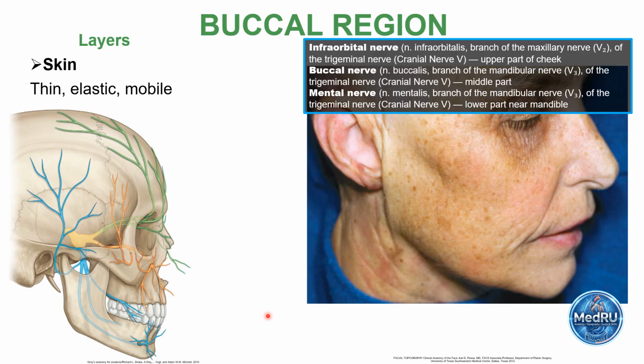The upper part of the cheek is supplied by the infraorbital nerve, a branch of the maxillary nerve, which is the second division of the trigeminal nerve. The middle part of the cheek receives sensation from the buccal nerve, a branch of the mandibular nerve, which is the third division of the trigeminal nerve. Finally, the lower part of the cheek near the mandible is innervated by the mental nerve, a branch of the mandibular nerve, the third division of the trigeminal nerve.